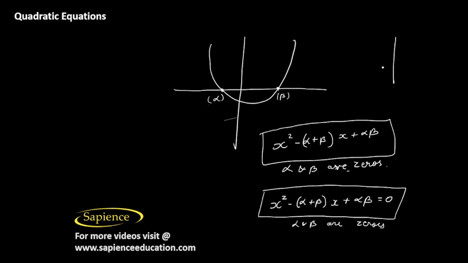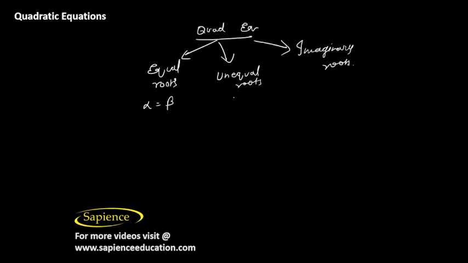Or sometimes a parabola can meet the x-axis only in one point. In that case it will have two roots only, two answers, but both the answers will be equal. That is how we should consider it. So a quadratic equation may have equal roots, it can have unequal roots, or it can have imaginary roots. Imaginary roots means alpha and beta do not belong to real numbers, they are imaginary numbers. We will study about that in the next exercise. Unequal roots is alpha not equal to beta.